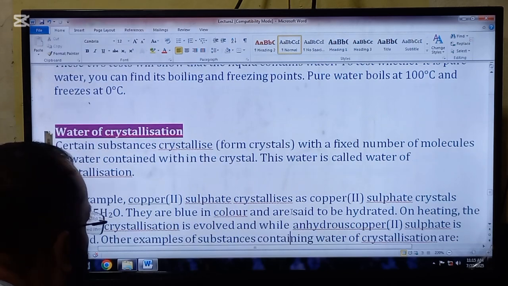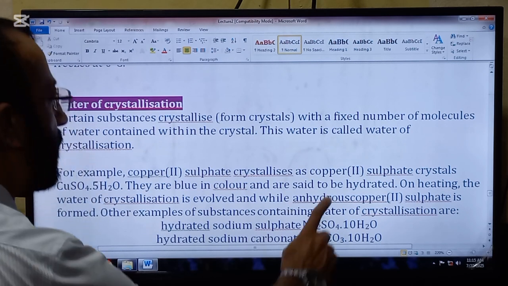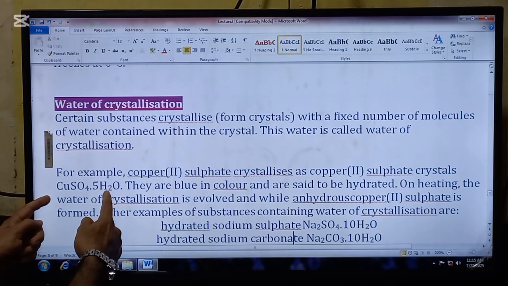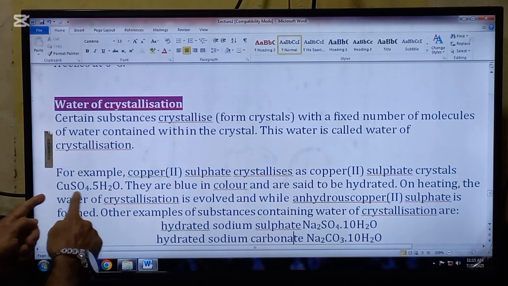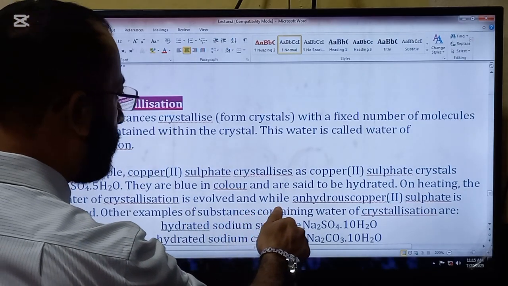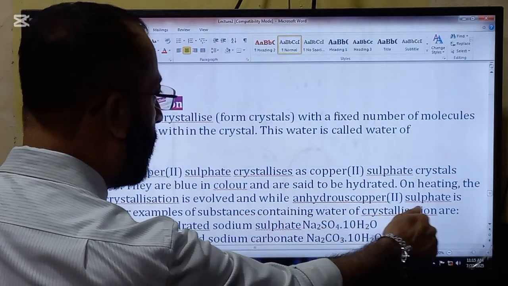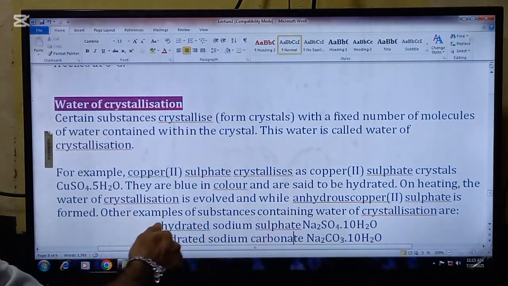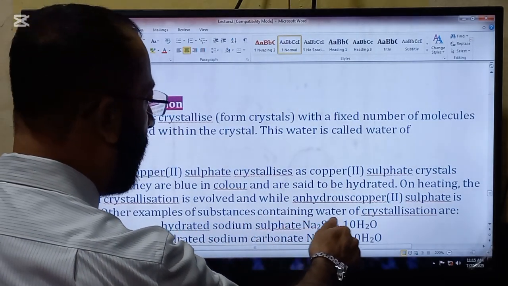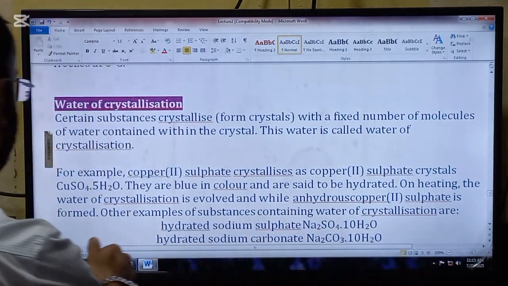For example, copper sulfate crystallizes as copper sulfate crystals, that is CuSO4.5H2O. So 5 molecules of water crystallize with the copper sulfate. They are blue in color and are said to be hydrated. On heating, the water of crystallization is evolved, and anhydrous copper sulfate is formed.